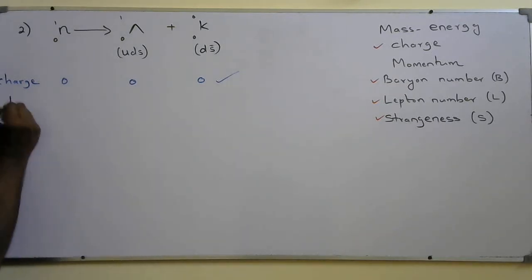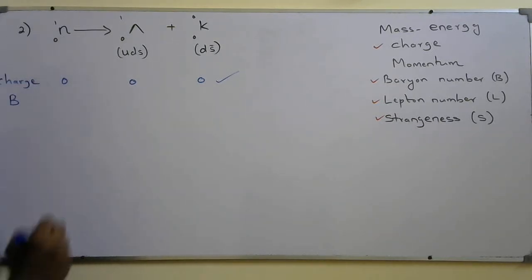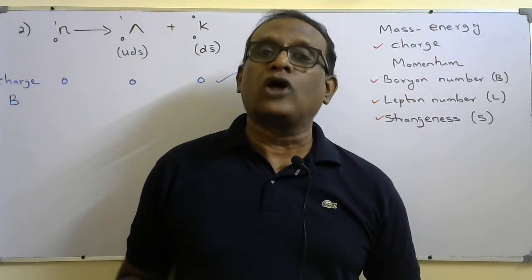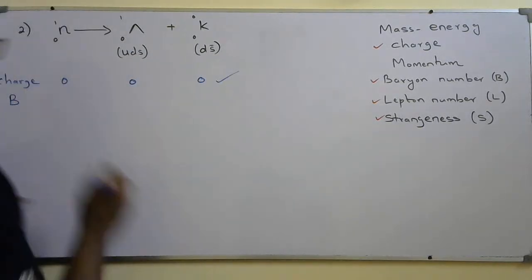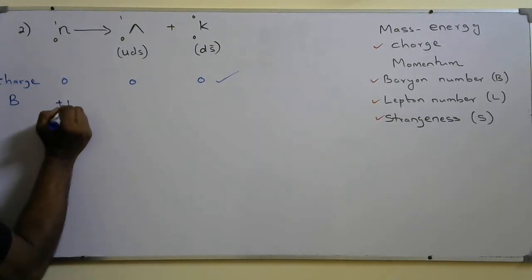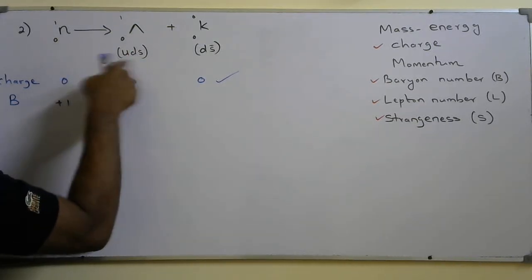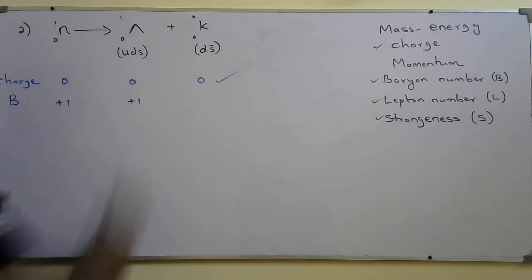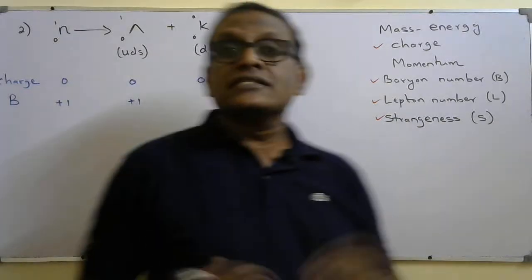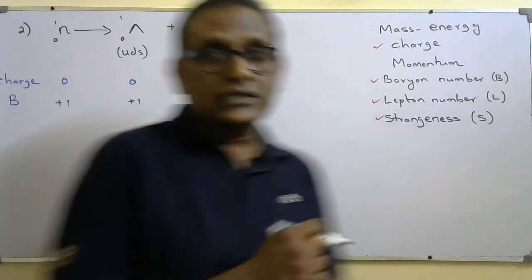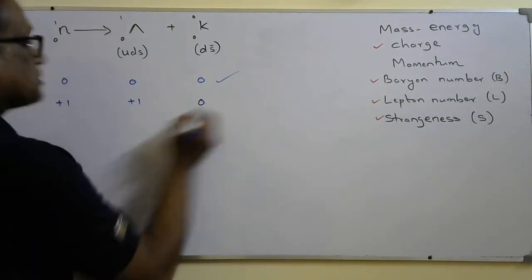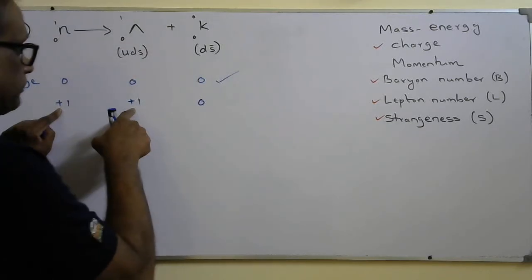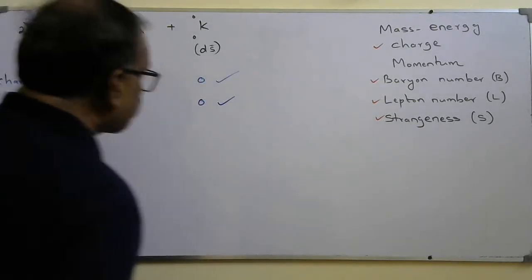Next one is baryon number, B. Neutron is a baryon. It's made of 3 quarks. So I already told that. Baryon number of a baryon is +1. So +1. Lambda is also a baryon, 3 quarks. So +1. It's a meson. Baryon number of meson is 0. I told that. Quark and antiquark. So 0. So before interaction, baryon number +1. After interaction, total baryon number +1, conserved.